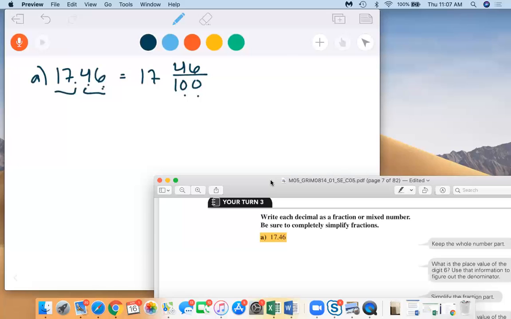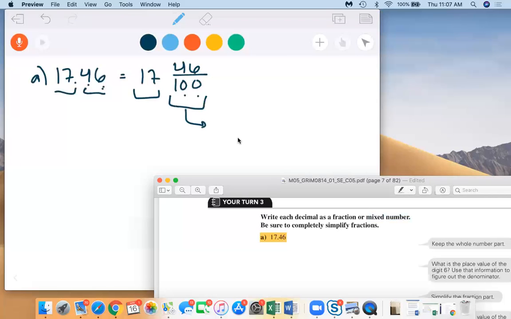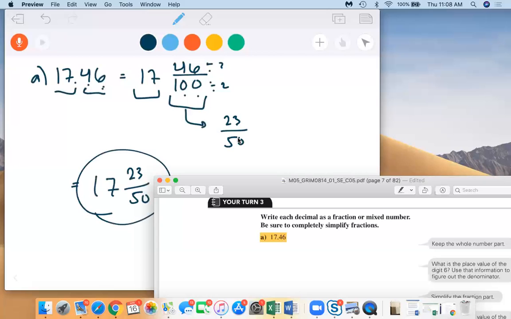No, very good, Shannon, because we have a number that we can reduce, right? Now we're gonna leave that whole number part alone because it says here to leave it as a mixed number. They do not want improper fractions. So we only have to simplify this part. We know that both of these are divisible by 2, right? That's one start. So 46 divided by 2 is 23 over 50. I don't think that can be simplified any further. Let me double check. Nope, it cannot. So we know that this equals 17 and 23 over 50. So that means that this decimal equals that fraction.